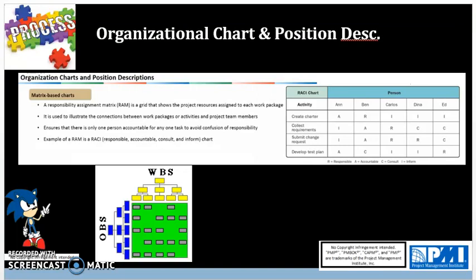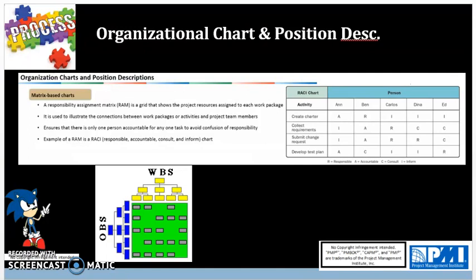So in this example, you can see that the project charter is accountable by Anne to be done. Then for collect requirements, you have Ben. Submit change request, Ben is also accountable for that. Anne is accountable for developing the test plan. However, you have other places where you have multiple responsible people that will report to the accountable person to get that change request done. So here you have Carlos and Diana, who will work on submitting the change request, but it's ultimately up to Ben to sign off on it. So that's an example of a matrix-based chart.